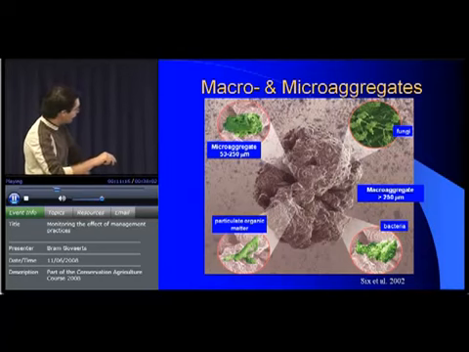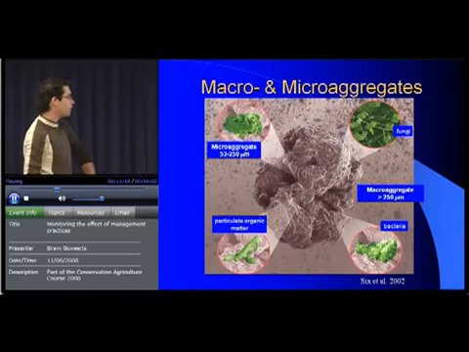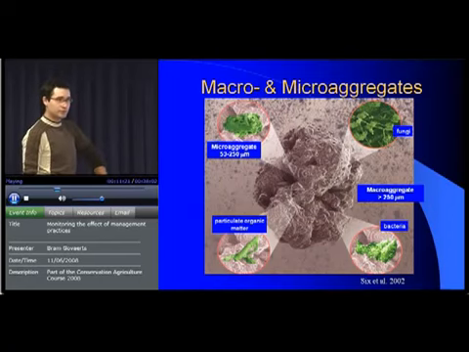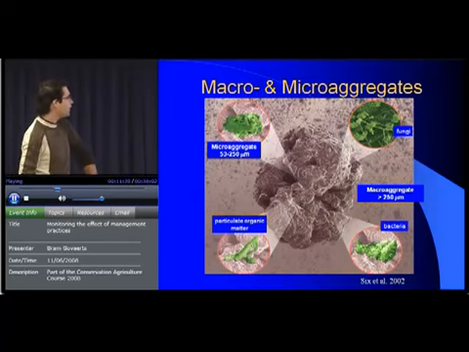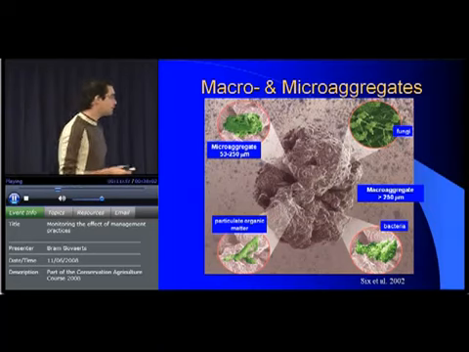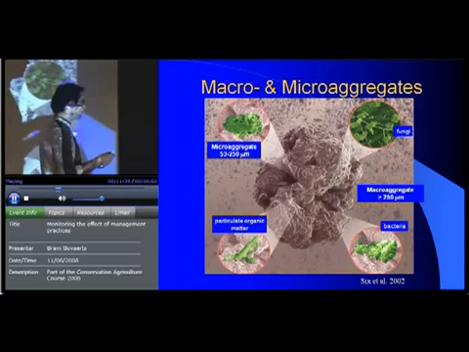So this is a macro aggregate, and what do we call a macro aggregate? It's everything that's bigger than 250 micrometers. And within that, you have a micro aggregate, and a micro aggregate is everything that is between 53 and 250 micrometers. So basically, and I hope this slide appears, no, it's not here. So basically, you have three groups, no?